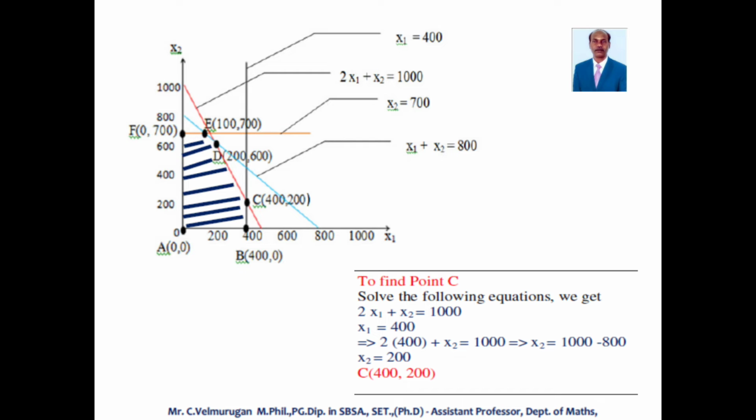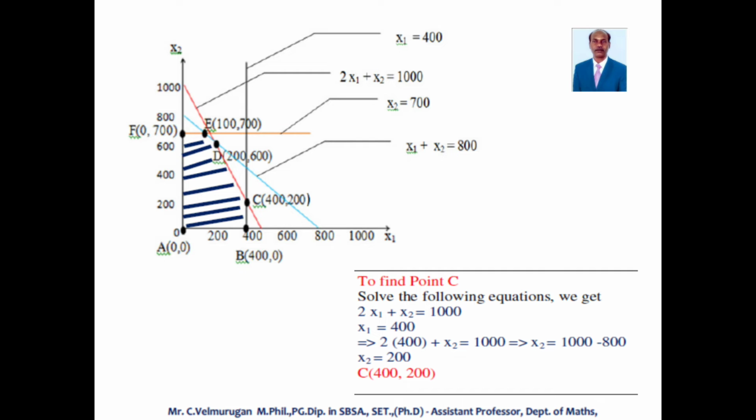Okay, now we want to find out the feasible region. That feasible region is shaded in that portion. After finding that feasible region, we find out the corner points. That is a feasible solution. That is, we can know them as A, B, C, D, E, F. These are the feasible solutions of the given region. That is a feasible region.